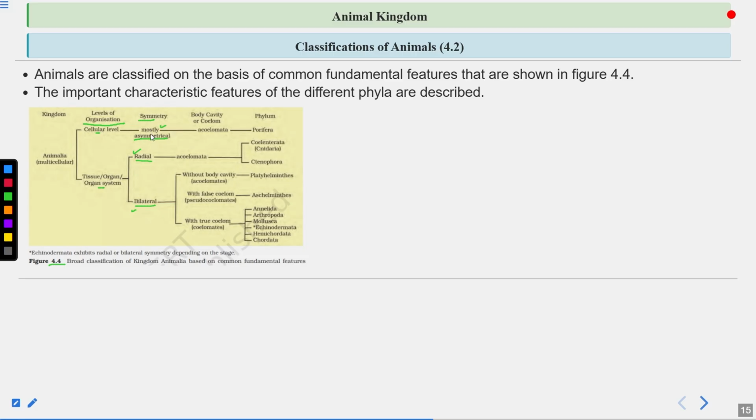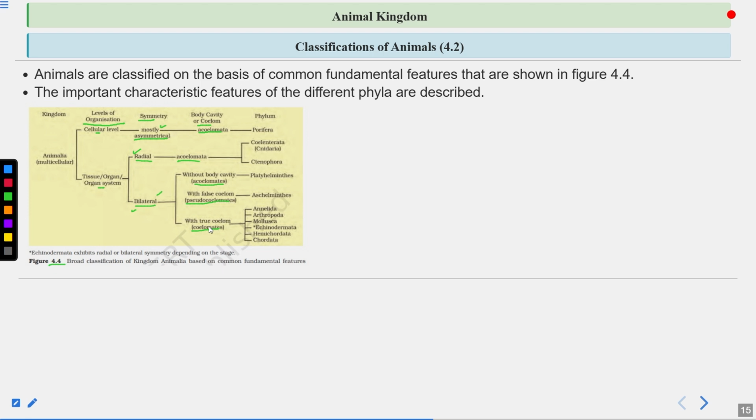Now, the next fundamental feature is the body cavity or coelom. Acoelomate means no coelom is present there. In the case of radial symmetry also, some organisms bear no coelom, right? In the case of bilateral symmetry, we see all three different types of coelom, that is acoelomate, pseudocoelomate, and true coelomate, right?